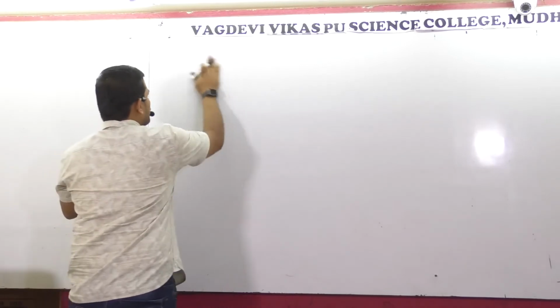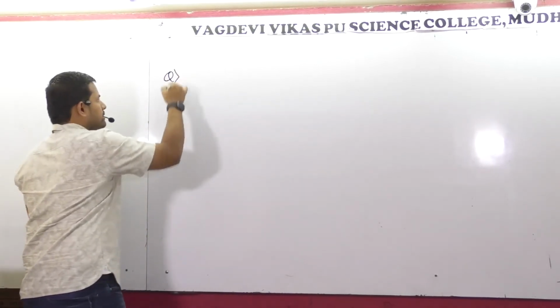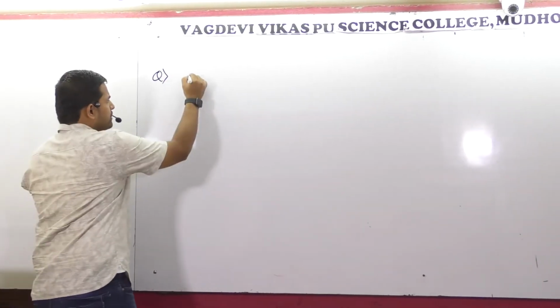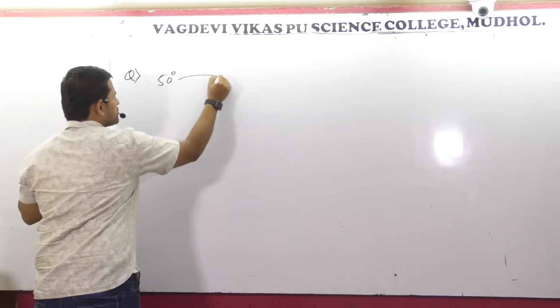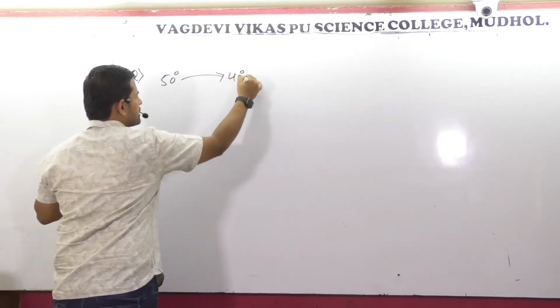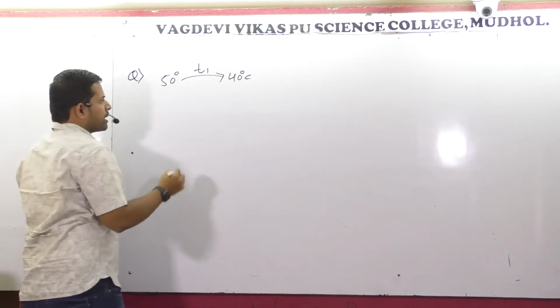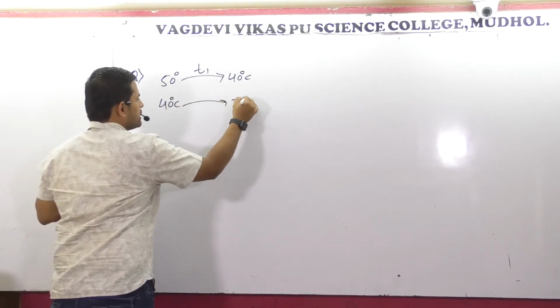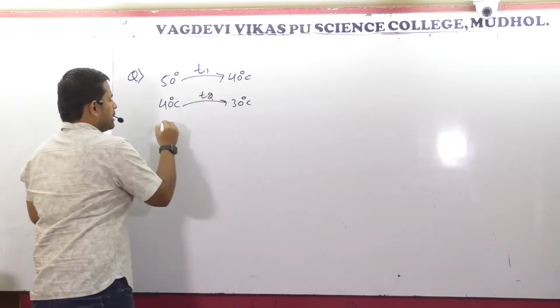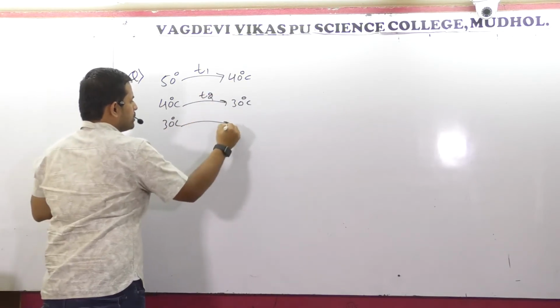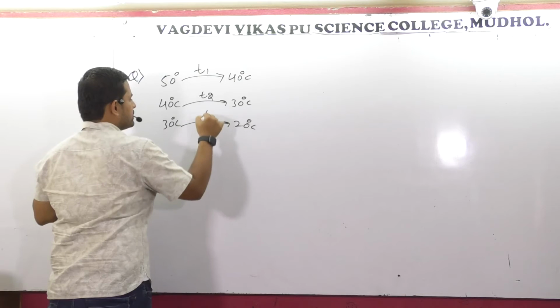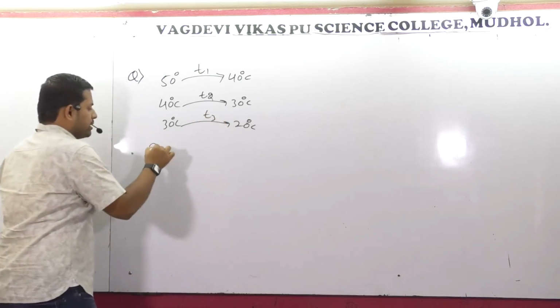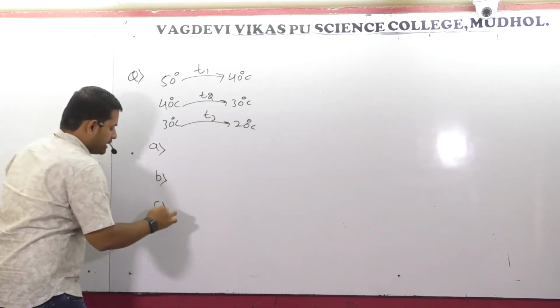So let's take one important question here. See, look at this MCQ question. For example, 50 degrees Celsius to 40 degrees Celsius, when it is converting, it is taking time T1. Okay, and when it is coming from 40 degrees Celsius to 30 degrees Celsius, it is taking time T2. And 30 degrees Celsius to 20 degrees Celsius, let us take that the time is T3. Now they are asking you to take the correct option A, B, C, D.